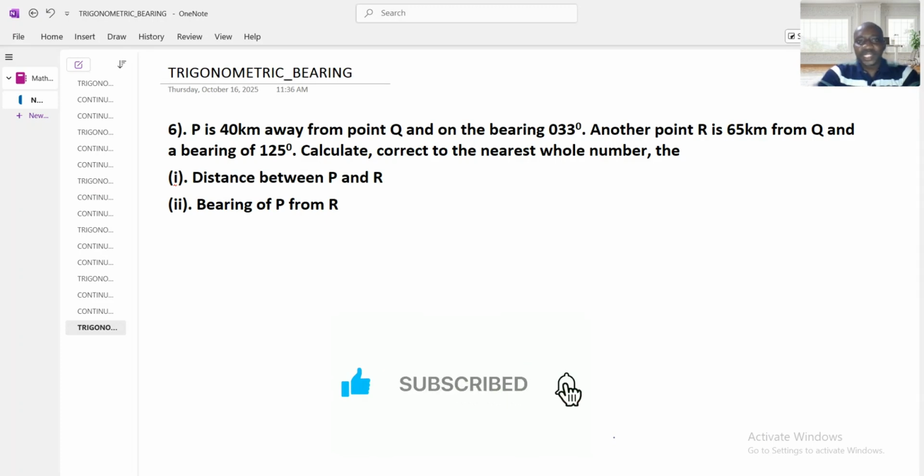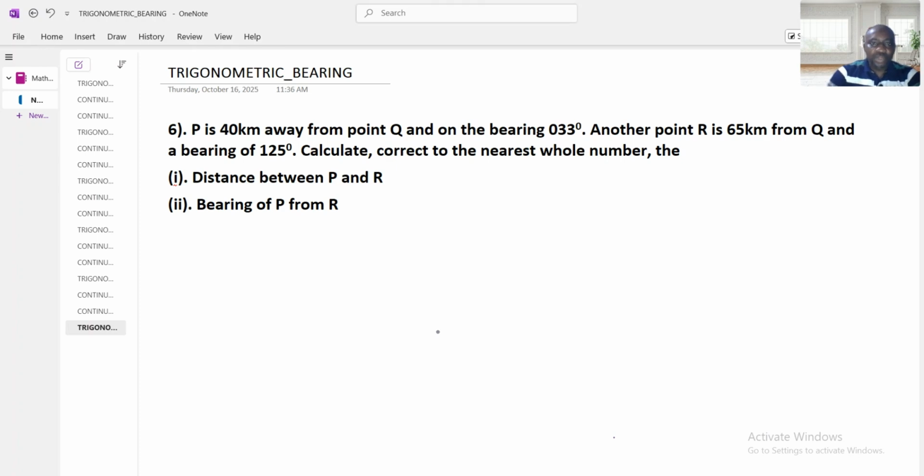Today's topic is bearing. We are going to start from question 6, which is the last question for today. P is 40 kilometers away from point Q and on the bearing of 33 degrees. Another point R is 65 kilometers from Q and a bearing of 125 degrees. Calculate, correct to the nearest whole number, the distance between P and R and the bearing of P from R.